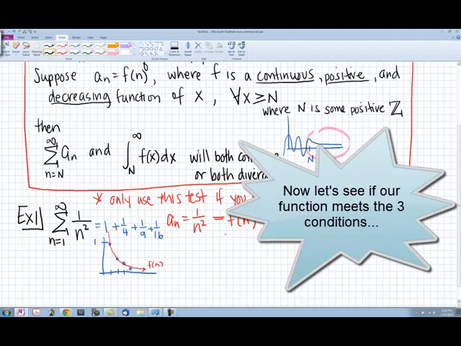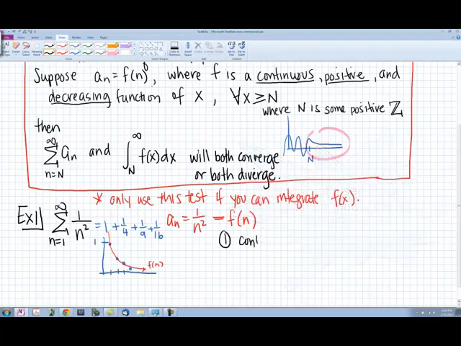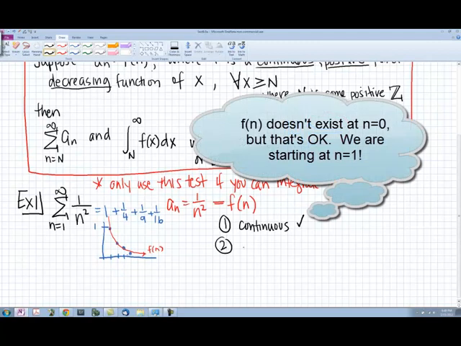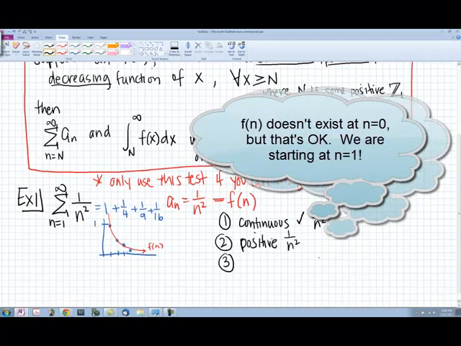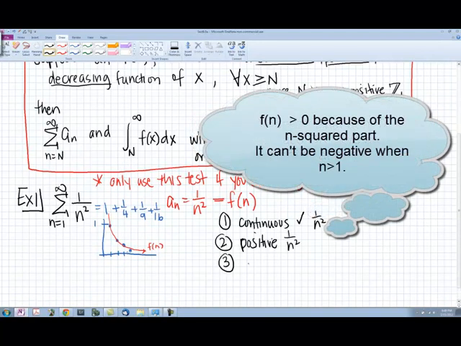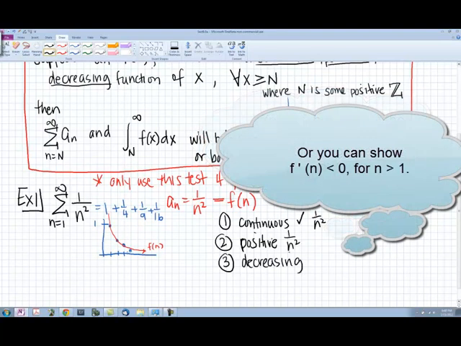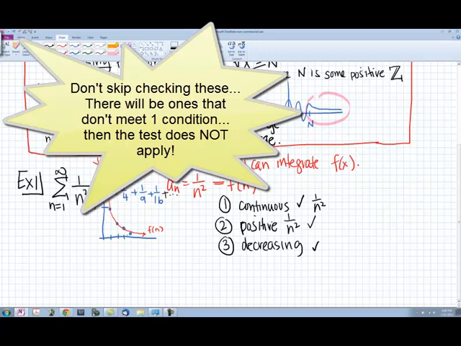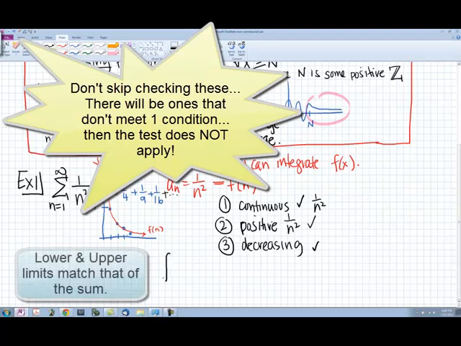First thing we're going to check is that it is continuous, and I know that to be true because 1 over n squared exists everywhere from 1 to infinity. I know it's always positive, and I also know that it is decreasing because as I've written out my first 4 terms, they're getting smaller and smaller. So I've checked these 3 things. They do work, so now I'm going to integrate.